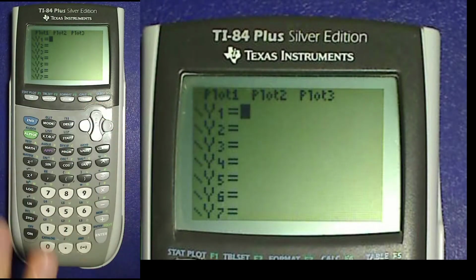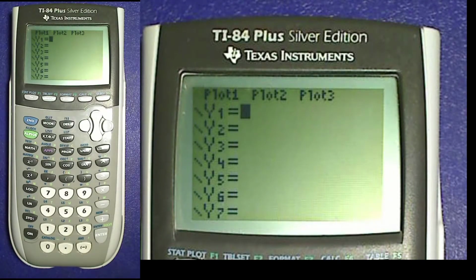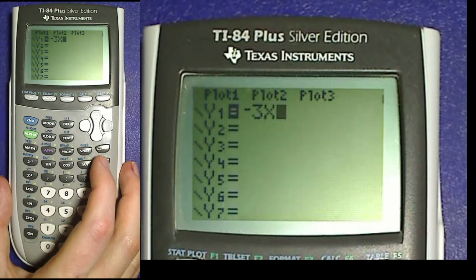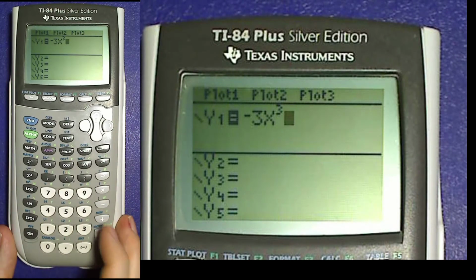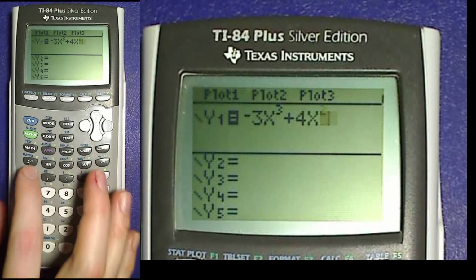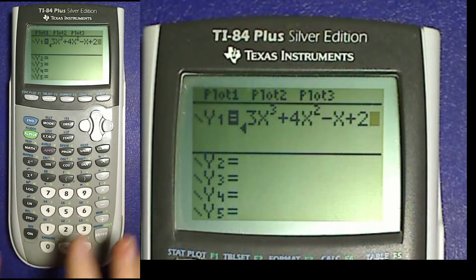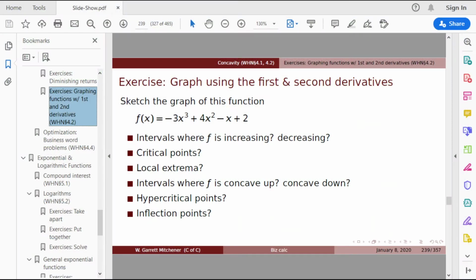I'm going to go to the y equals screen. The way I like to organize this part of the calculation is to type the original function in as y1 and the derivative in as y2. So let me type the original function in as y1. That's negative 3x to the power 3 plus 4x squared minus x plus 2. And again, that's the original function from my slideshow.